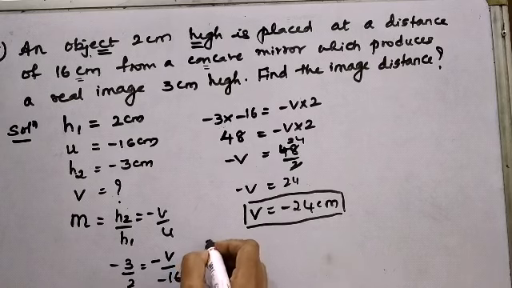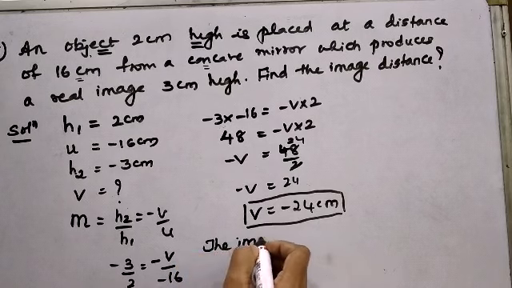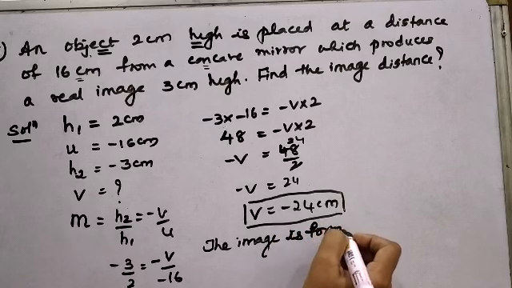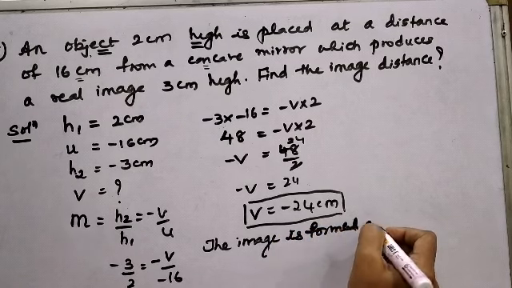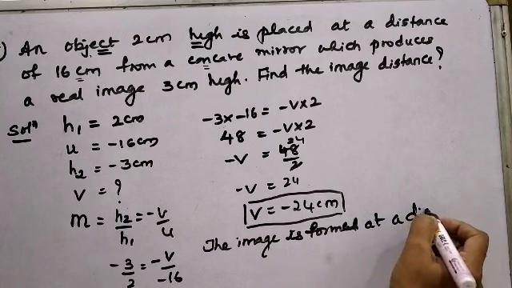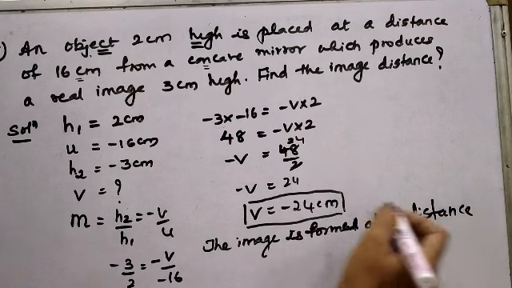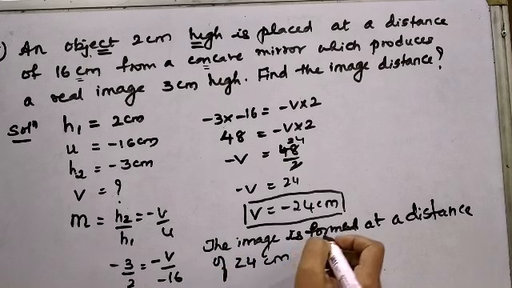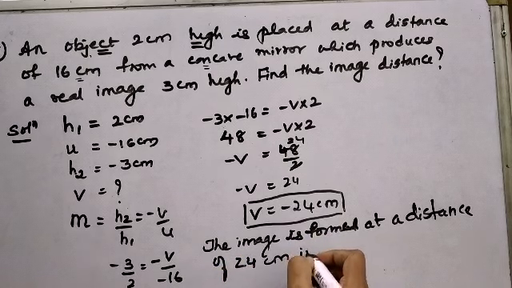So the image is formed at a distance of 24 centimeters in front of the mirror.